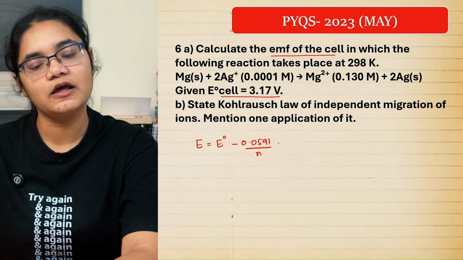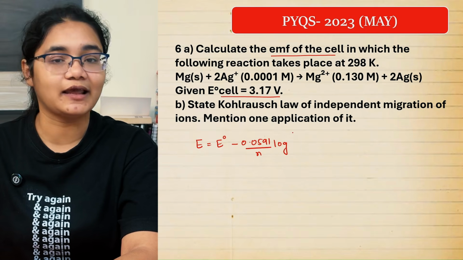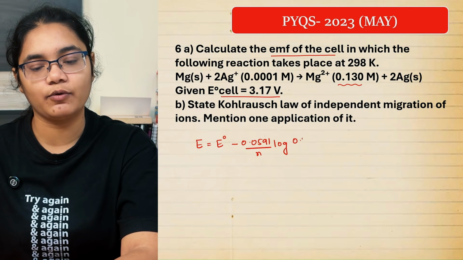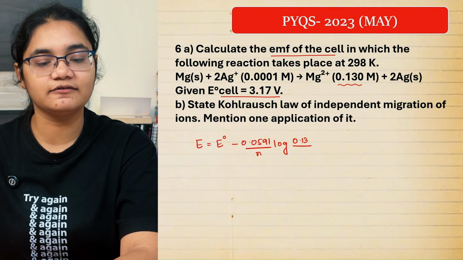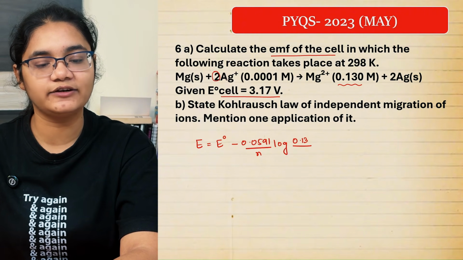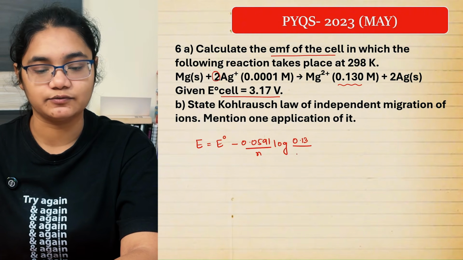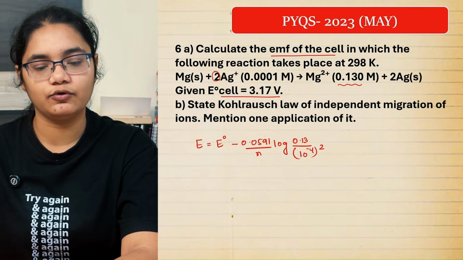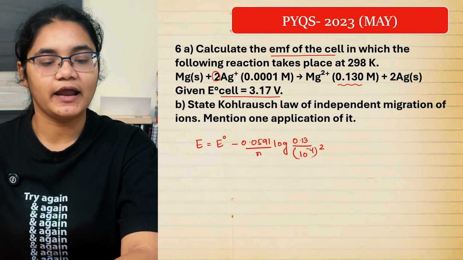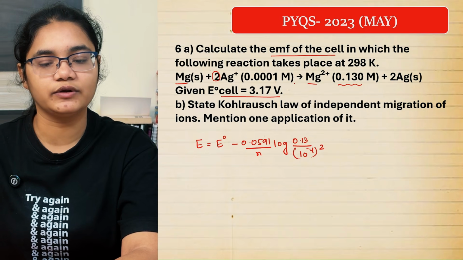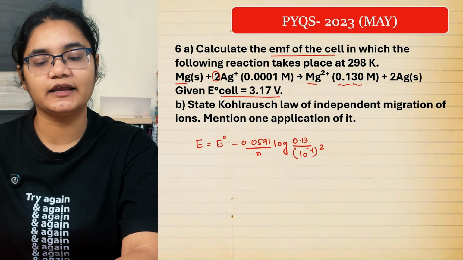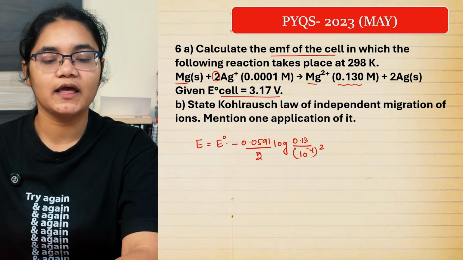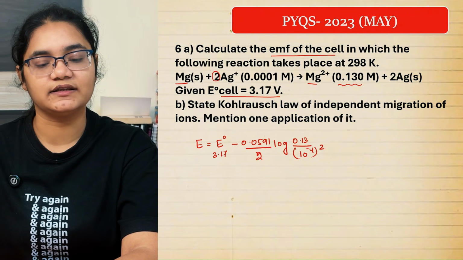0.0591 by n log of product concentration by reactant concentration, right? The product concentration is magnesium, so 0.13, divided by the silver concentration. You can see there is 2, so there will be a power on silver as well. So this is 10 to the power of minus 4, to the power of 2. This has to be the value. And here, magnesium loses 2 electrons, so the n value is 2. Silver gains 1 electron, and 2 silver is there, so here the n value will be 2. And E naught value is 3.17, right?